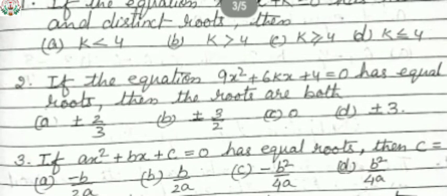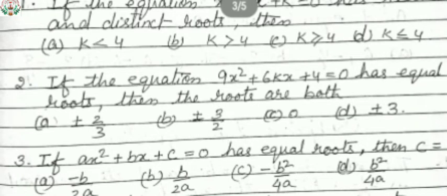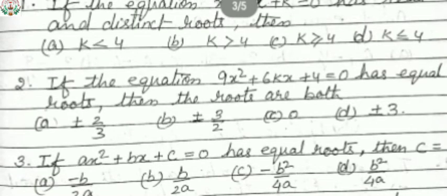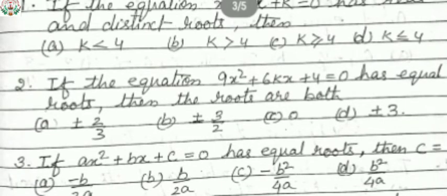Now the formula of D, the discriminant, you know, is b² - 4ac. Now put the values of a, b, c with D = 0, then solve, get the value of k and find the roots. Out of the 4 options, check which is the correct one.